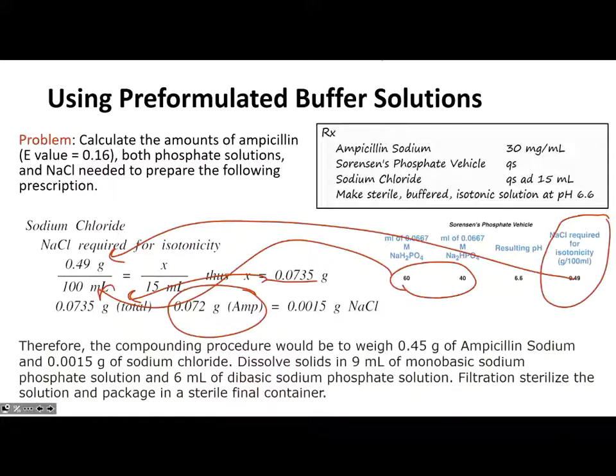Would you agree that the final solution will have a pH of 6.6? We'll have the right amount of ampicillin and we'll have the right amount of tonicity. The last thing we would have to do is take all of that into a clean room, into a hood, and basically sterilize it through filtration. We would take our solution, run it through a really fine filter in this aseptic environment that would pull all the bacteria out. We put it into a sterile ophthalmic container, and we've got our final product.